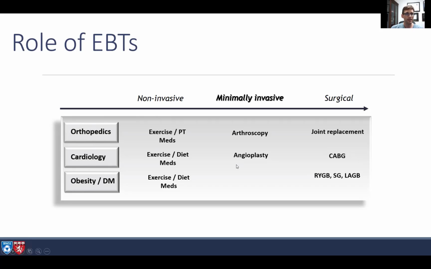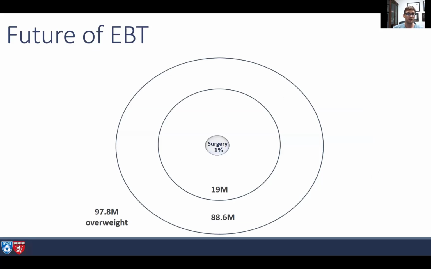Obesity and diabetes have really lacked that minimally invasive alternative. We have diet, exercise, meds, and surgery, but they don't have that minimally invasive option. We think that endoscopy certainly fills that. But I think it does much more than just fill that gap.